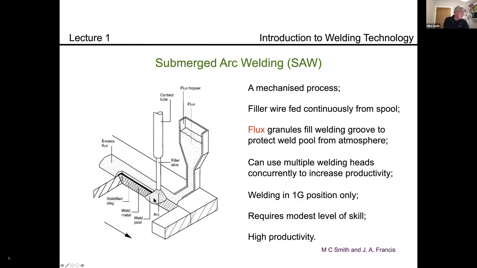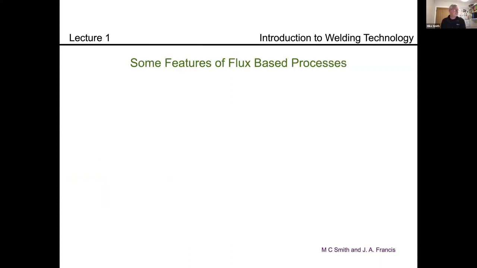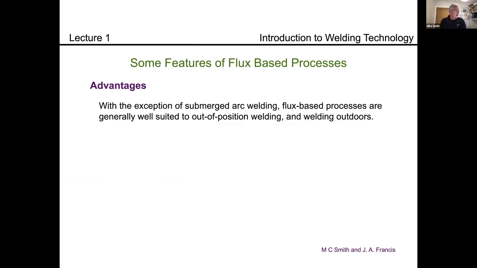What you end up with underneath it is a weld pool with solidified weld metal behind it and a layer of solidified slag on top, plus a whole load of excess flux, which you can actually reuse next time. So that's submerged arc welding. Now, all these flux-based processes have relatively similar characteristics, and they've got the same sort of advantages and disadvantages. Apart from submerged arc welding, which is machine-based and therefore you do it in a factory with a roof, flux-based processes are generally well-suited to going out of position and welding out of doors.